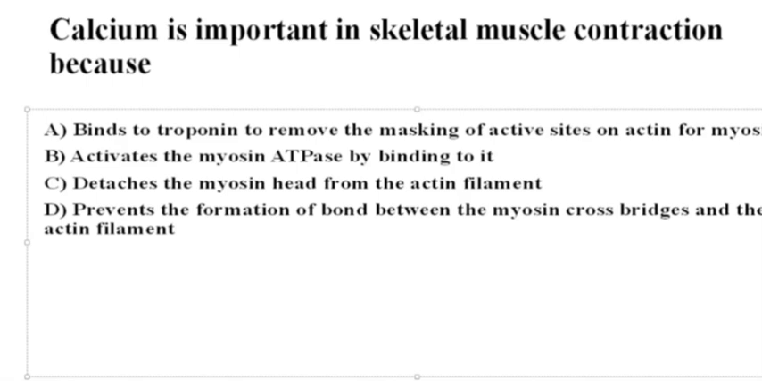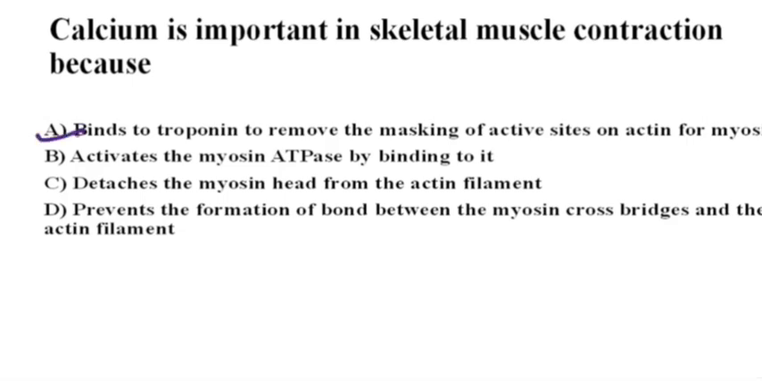Now, if we see the second question: calcium is important in skeletal muscle contraction because it binds to troponin to remove the masking of active sites on actin for myosin, activates the myosin ATPase by binding to it, detaches the myosin head from the actin filament, or prevents formation of bonds between the myosin cross bridges and the actin filament. So calcium is important. When the neurotransmitter provides the signal to the muscles, they start releasing calcium. So what does calcium do? It removes the masking of the active sites on actin for myosin. So basically the first option is going to be correct here.